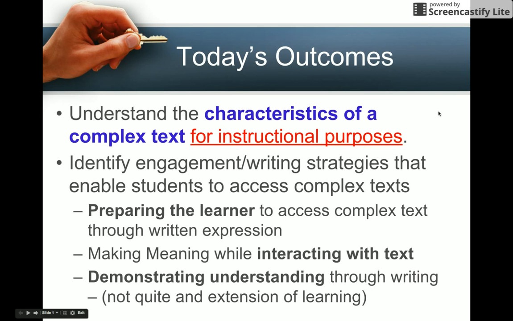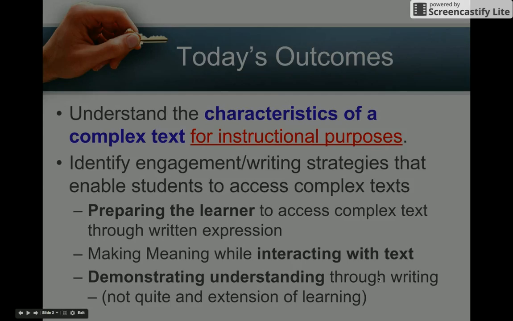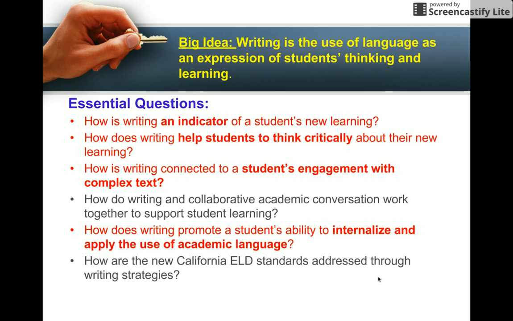So let's look at today's outcomes. You will understand the characteristics of a complex text for instructional purposes. And then you are going to look at writing strategies and ways to engage with that text at your grade level. And you're going to create the 3 moments of a lesson. You're going to be thinking about the big idea as you do this today.